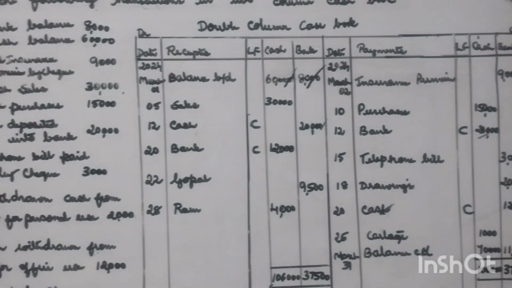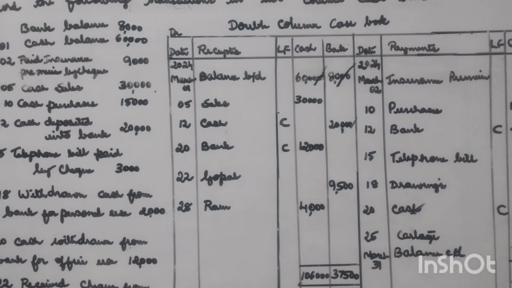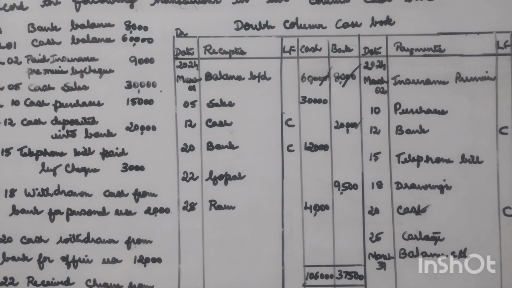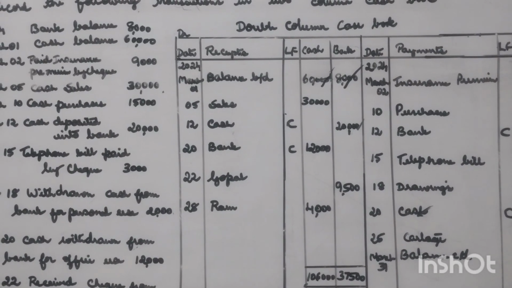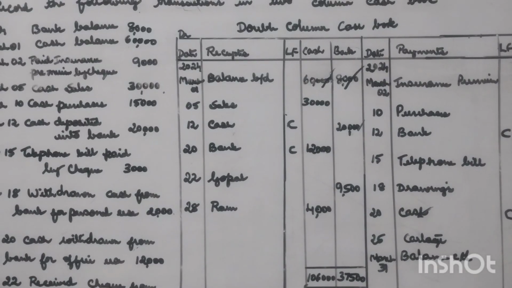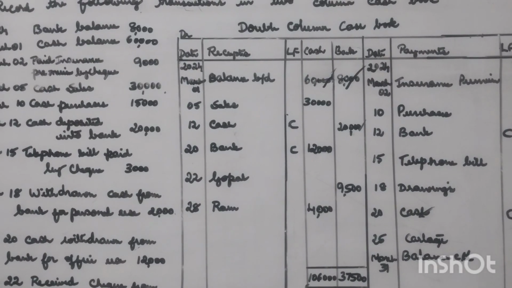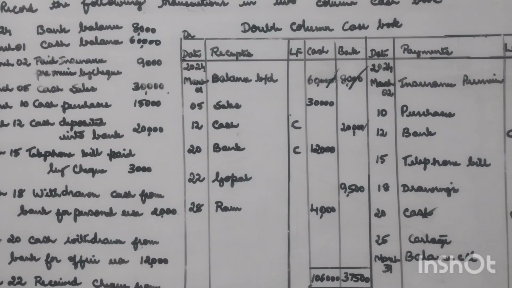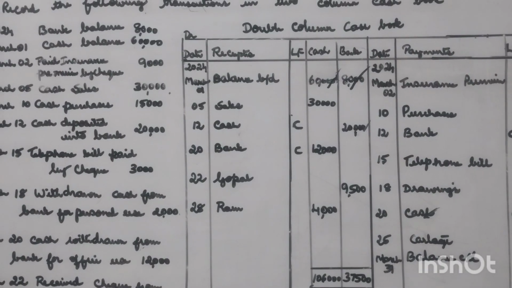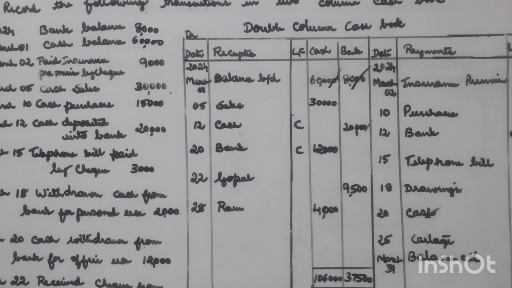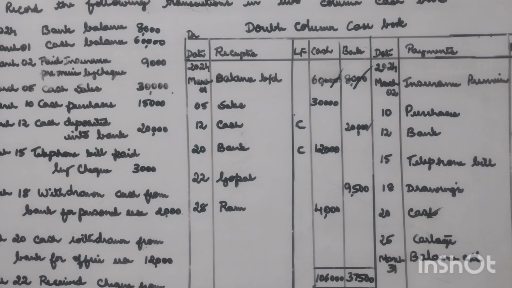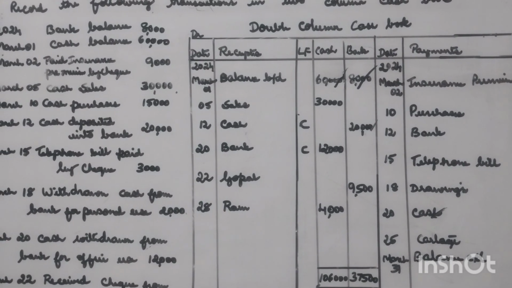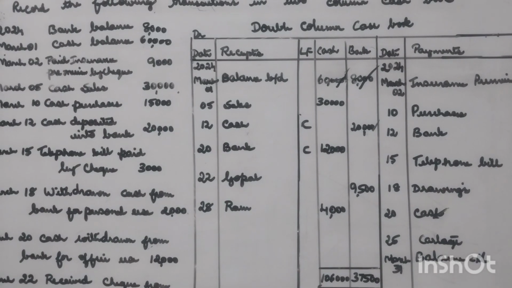Next, third transaction is cash sales. So the date is March 5th, cash sales 30,000. The firm has sold goods on cash basis. So immediately cash is received. So it has to be recorded under receipt side as sales. So under cash column 30,000 amount is received by the firm. That is the next entry.